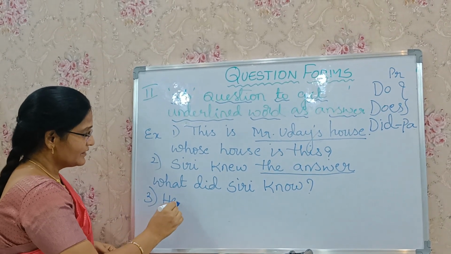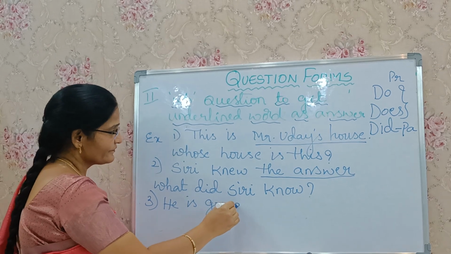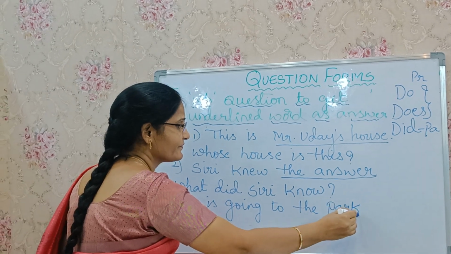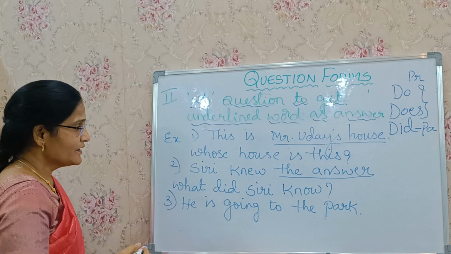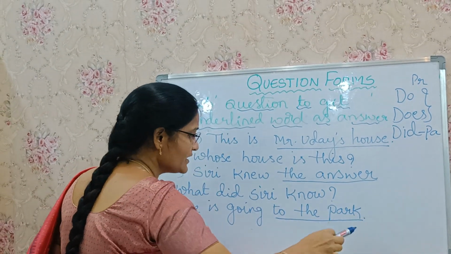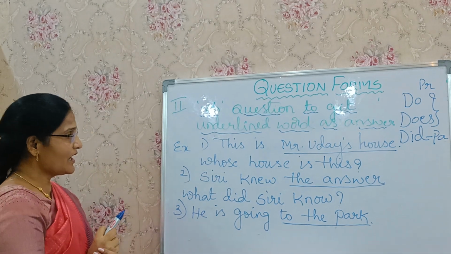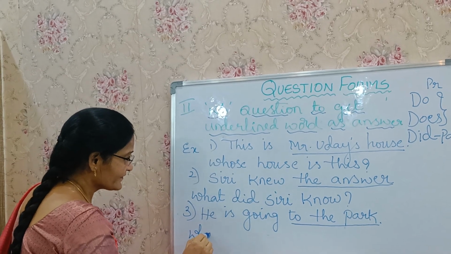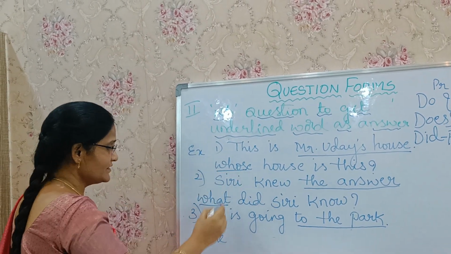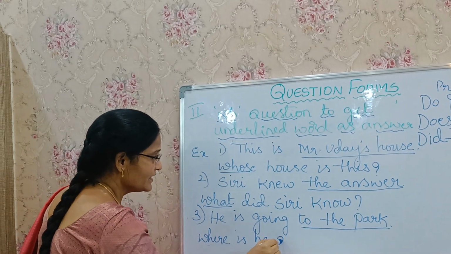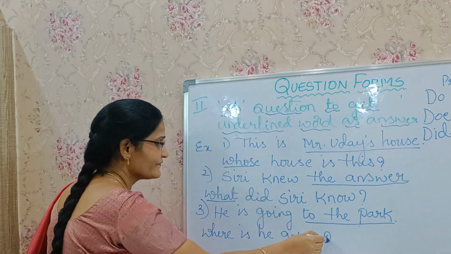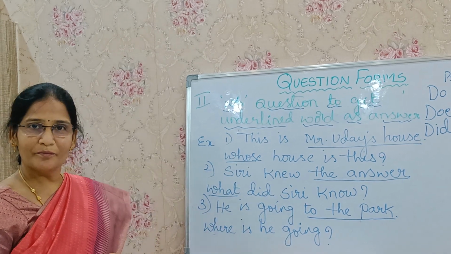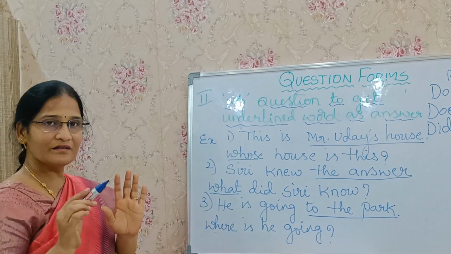Third one. He is going to the park. And here I underline the phrase to the park. So how can we frame a question here? He is going to the park. Where? The WH word you observe here. Where is he going? So you will get the answer easily, to the park. So these examples are clear, I hope.